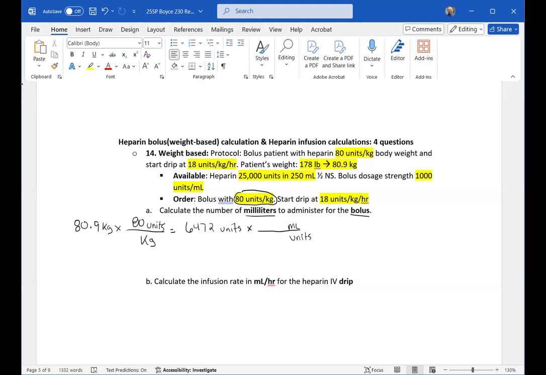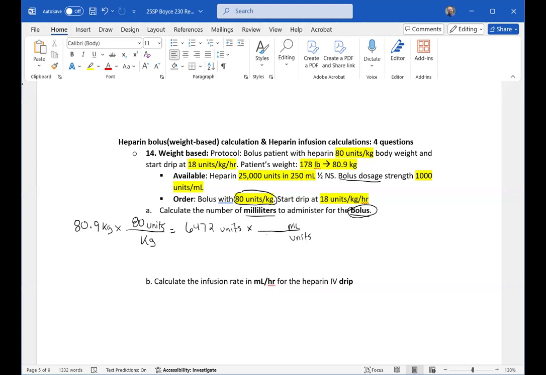Okay, so what do we do in those situations? We look at our available. So what's our available? Our available says we have 25,000 units in 250 milliliter half normal saline. Okay, so that sounds to me like an IV bag. And it tells me specifically a bolus dosage strength of 1,000 units per milliliter. What are we calculating? Bolus. So what number should I use? I should use the bolus dosage strength.